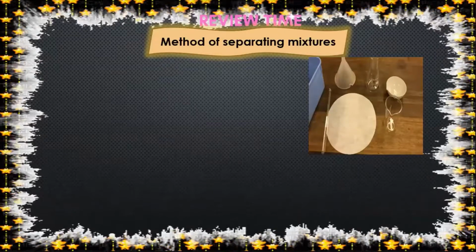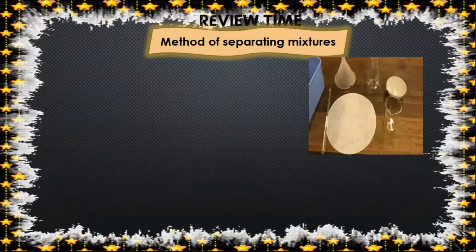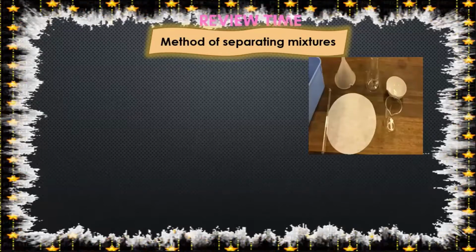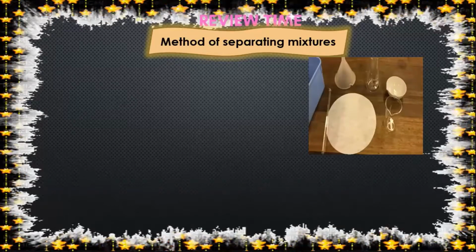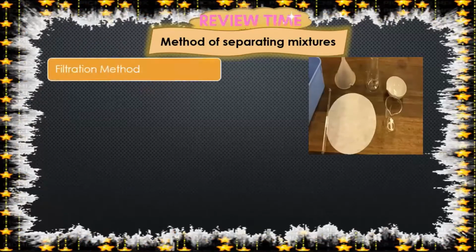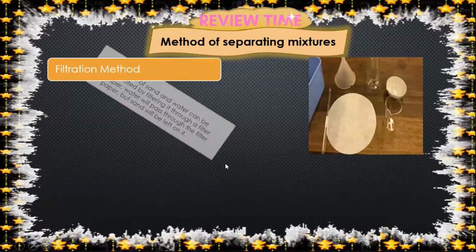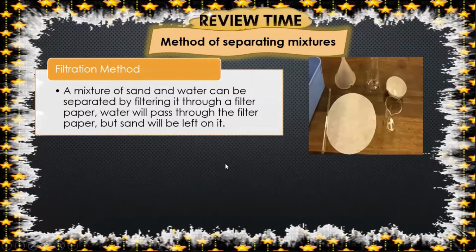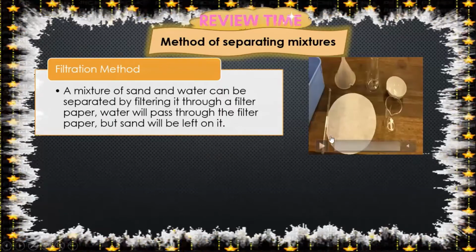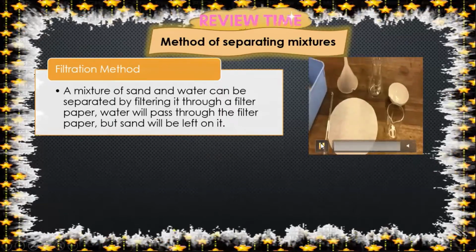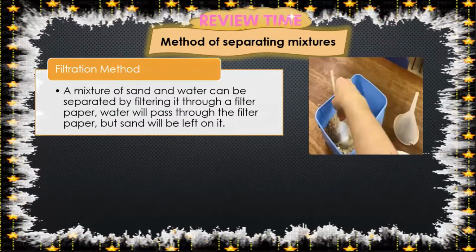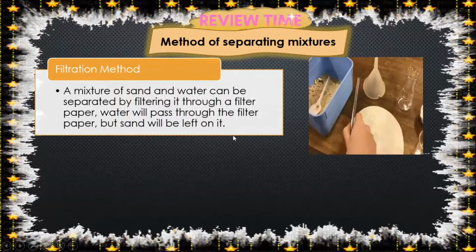Now, how can we separate a solution or a suspension? We have so many methods. Here we are going to discuss methods of separating mixtures. The first one is filtering. Filtering is a way to separate a solid from a liquid. Sand can be separated from water by filtering the mixture through a filter paper. The water will pass through, but the sand will be left on the filter paper.